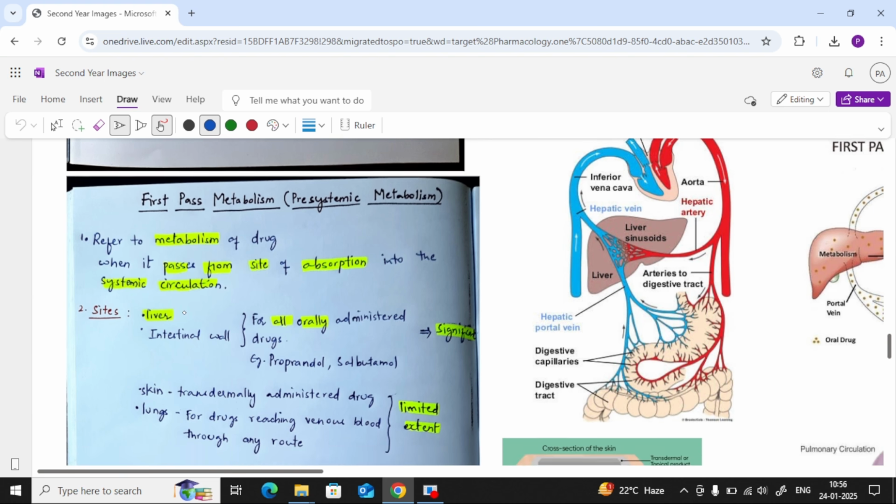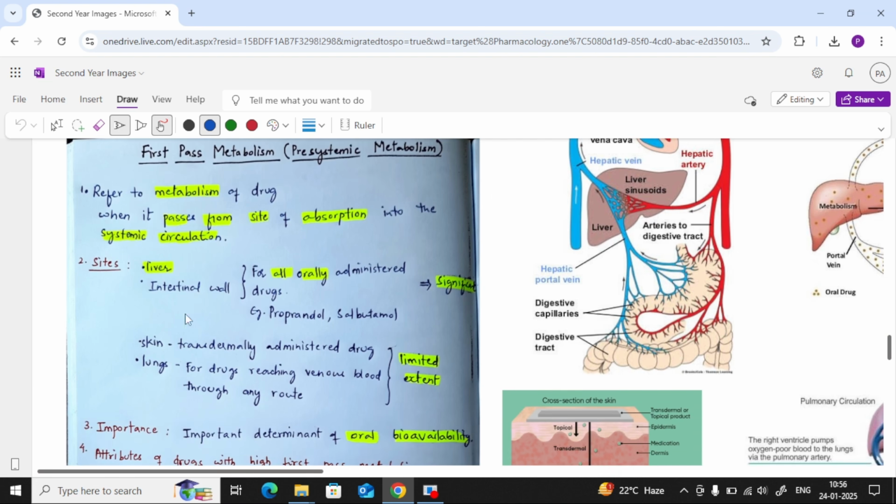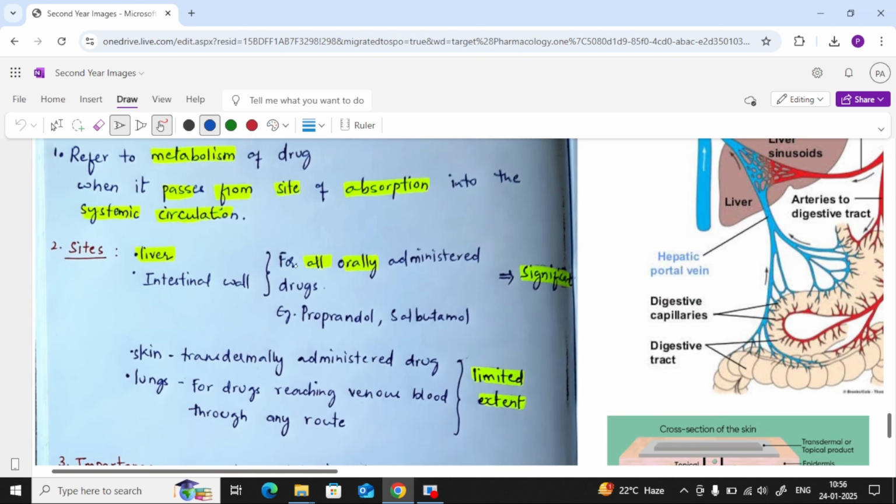So where does it happen? As we have already understood, for all orally administered drugs, it will be happening in the liver and the intestinal walls. For example, in the case of propranolol and salbutamol. Propranolol is an antihypertensive, salbutamol is mainly an anti-asthmatic drug. Here the first pass metabolism is very significant.